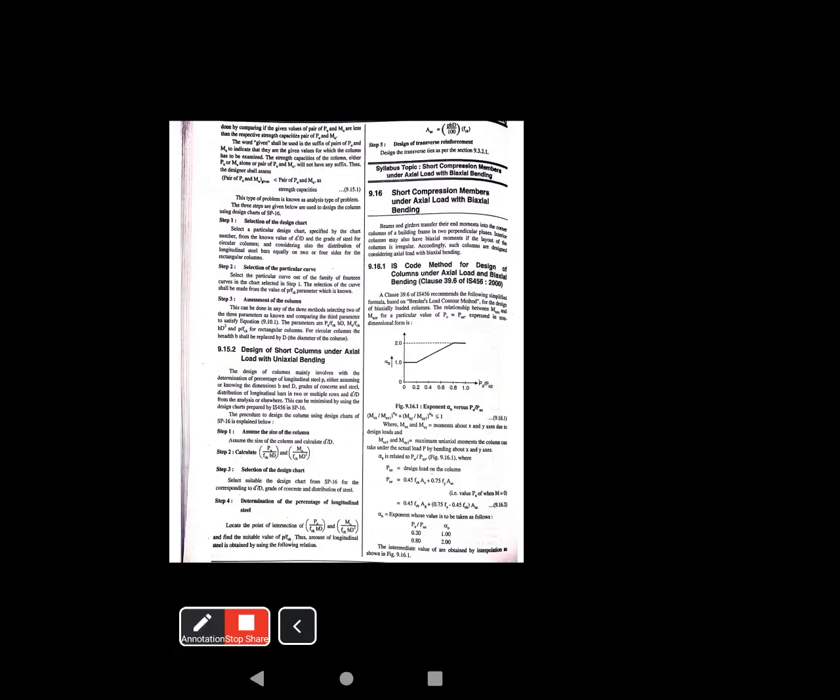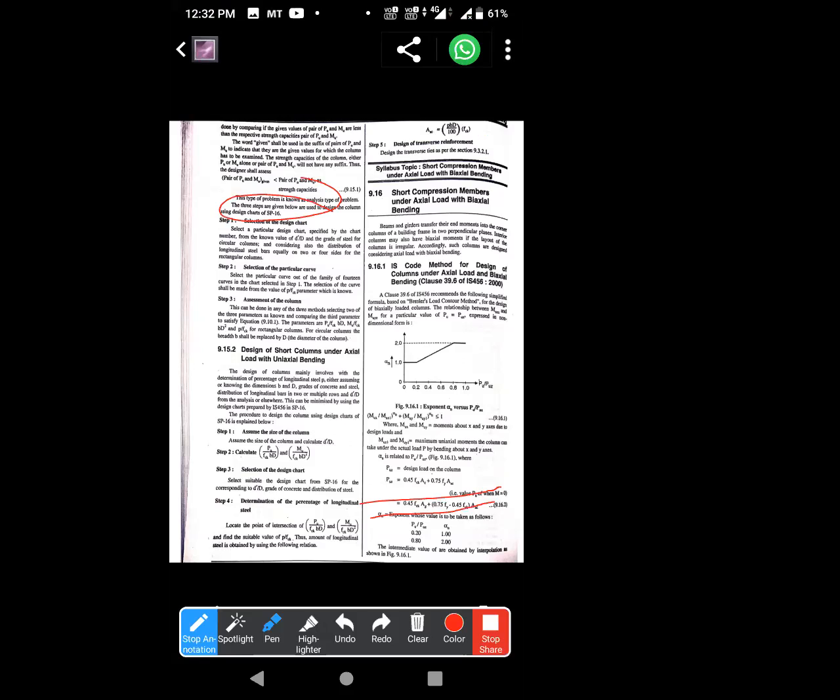You have to first select the design chart, which design chart you are going to deal with. For that you have to specify it by the chart number, and you have to know the d dash upon d and the grade of steel for which you are going to design the circular column or the rectangular column. Then you have to distribute the longitudinal steel bars equally on two or four sides of your rectangular column. Then you have to select the particular curve which you are going to design. Okay, particular curve means what?